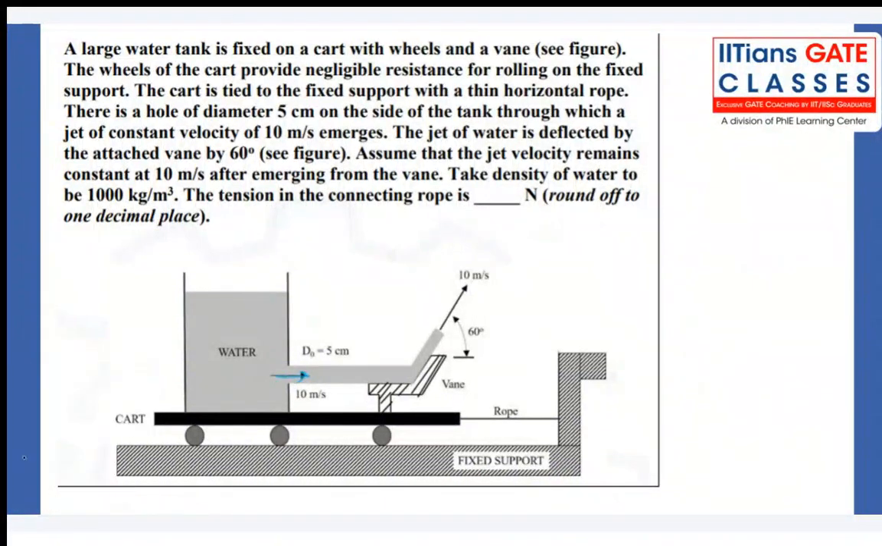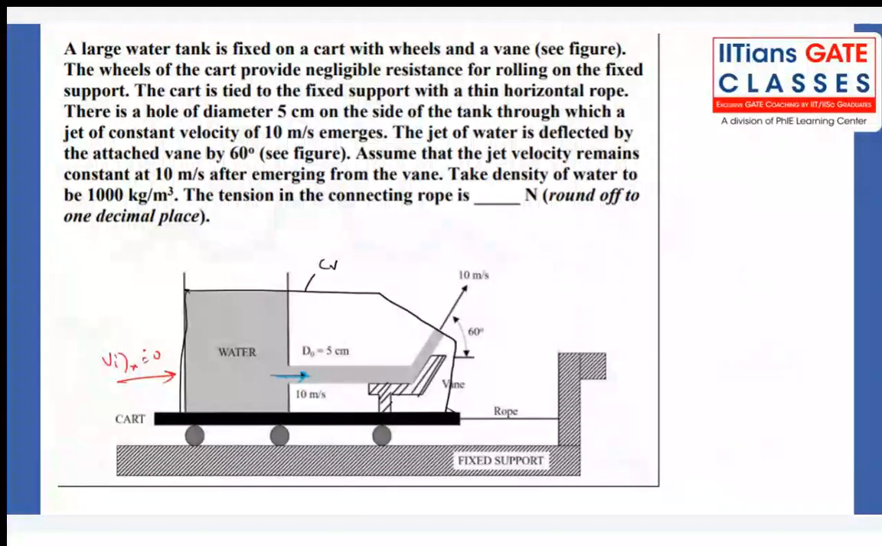Whenever you are solving this type of problem in a linear momentum case, you try to make a control volume. I'm assuming this is my control volume. In this control volume, if I make this type of control volume, there is no inlet velocity, nothing is there. Only outlet velocity is there.